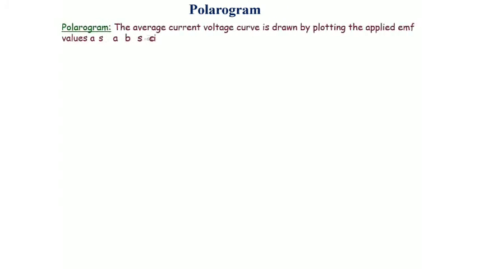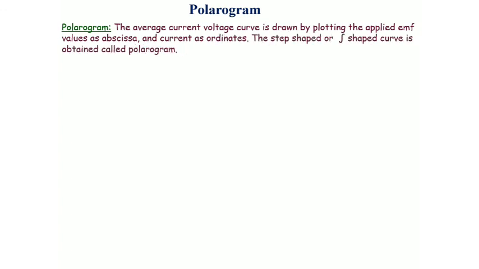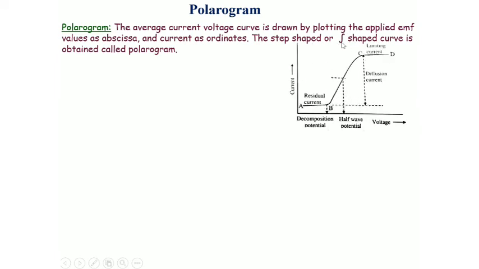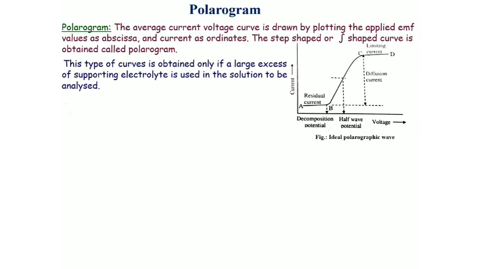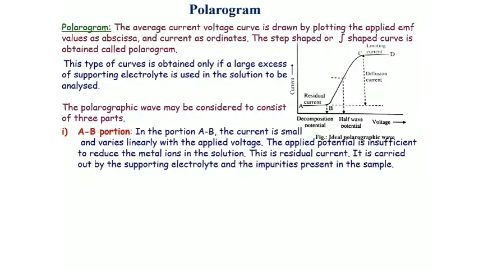The next important point of the chapter is the polarogram. A polarogram is a plot of current versus voltage, and its shape is step shape or sigmoid shape. The diagram shows the polarogram. It is the plot of current versus applied voltage or EMF. There are three different portions in the polarogram: the first one is the AB portion, then the BC portion, and the CD portion.